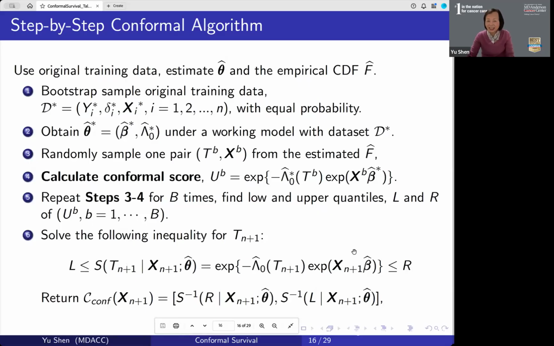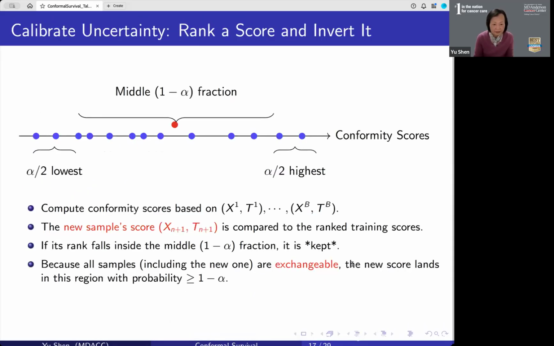Any questions? I know that's, so if you already know conformal inference, maybe that's relatively easy, but otherwise it's a bit dense, the contents.